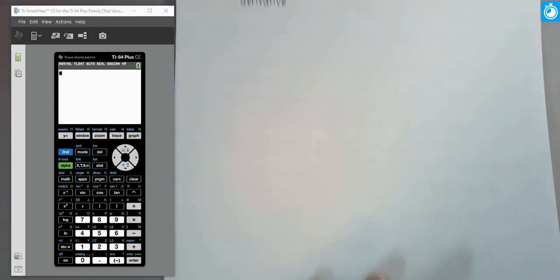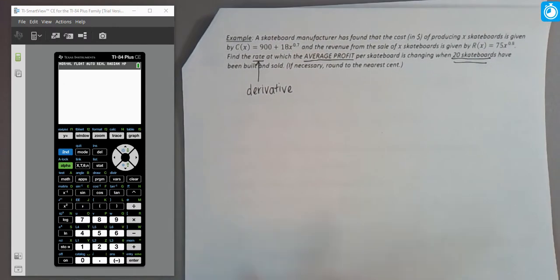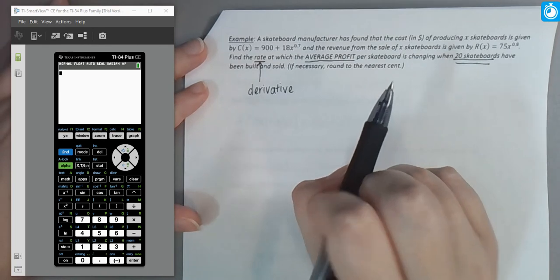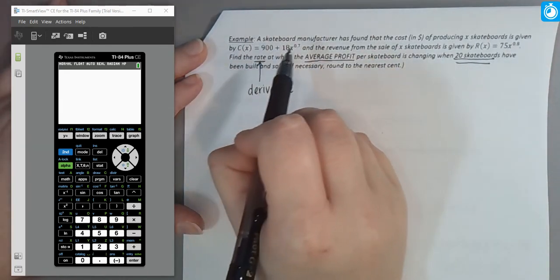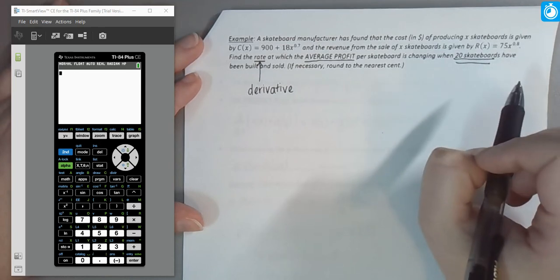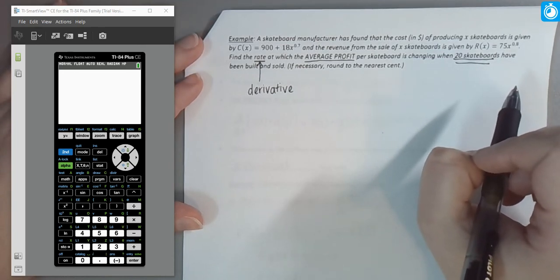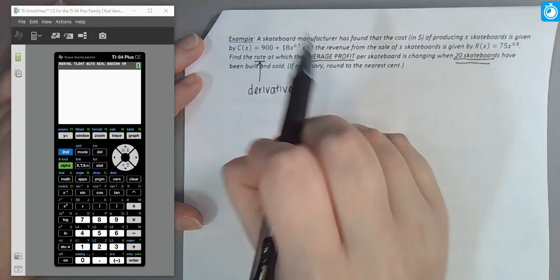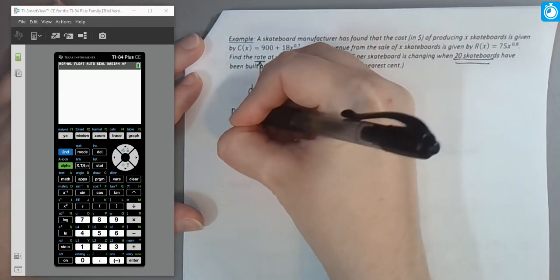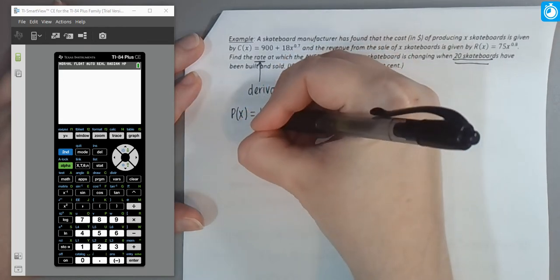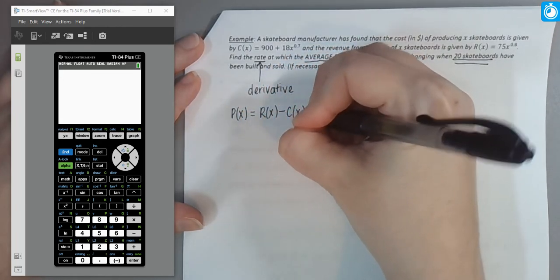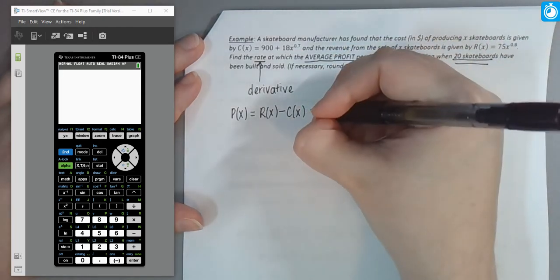So if we want to find the average profit, the first thing we need to do is find the total profit. We haven't been given a function for that. We've been given a function for cost, and we've been given a function for revenue. So the difference between these two functions is what we're going to think of as total profit. Now, it's not quite average profit, but it's a good start. So our profit function, by definition, is defined as our revenue function minus our cost function.